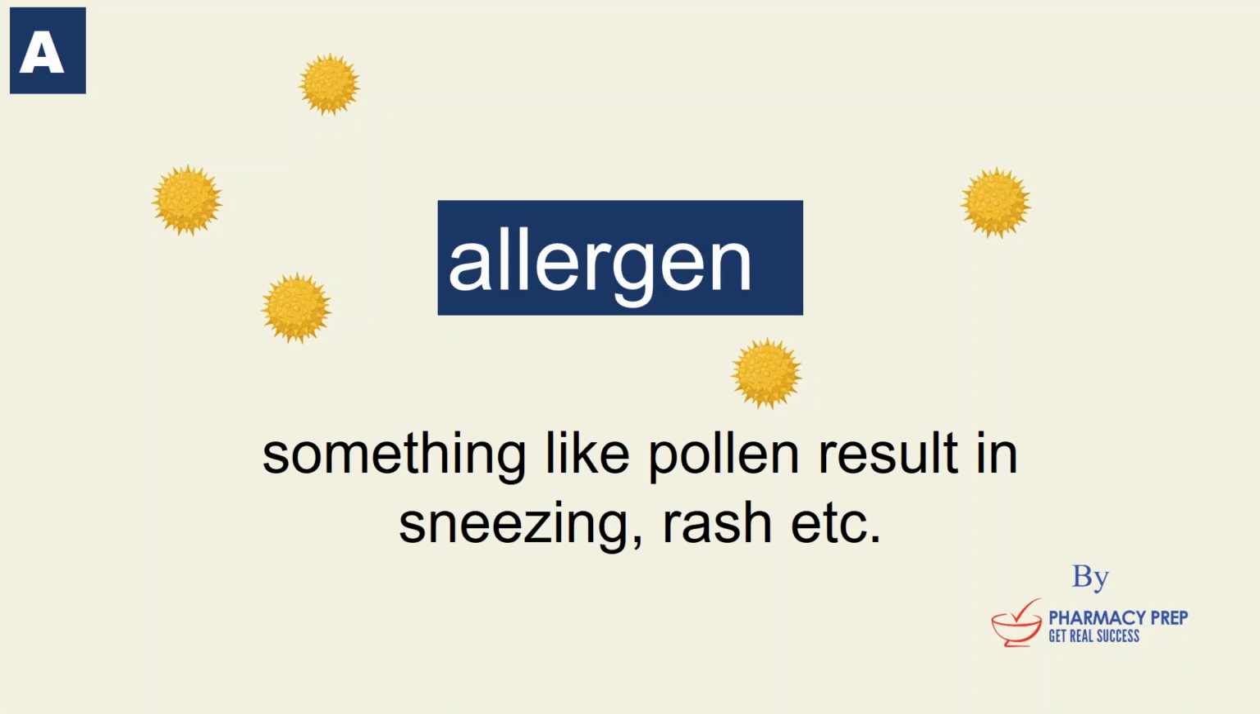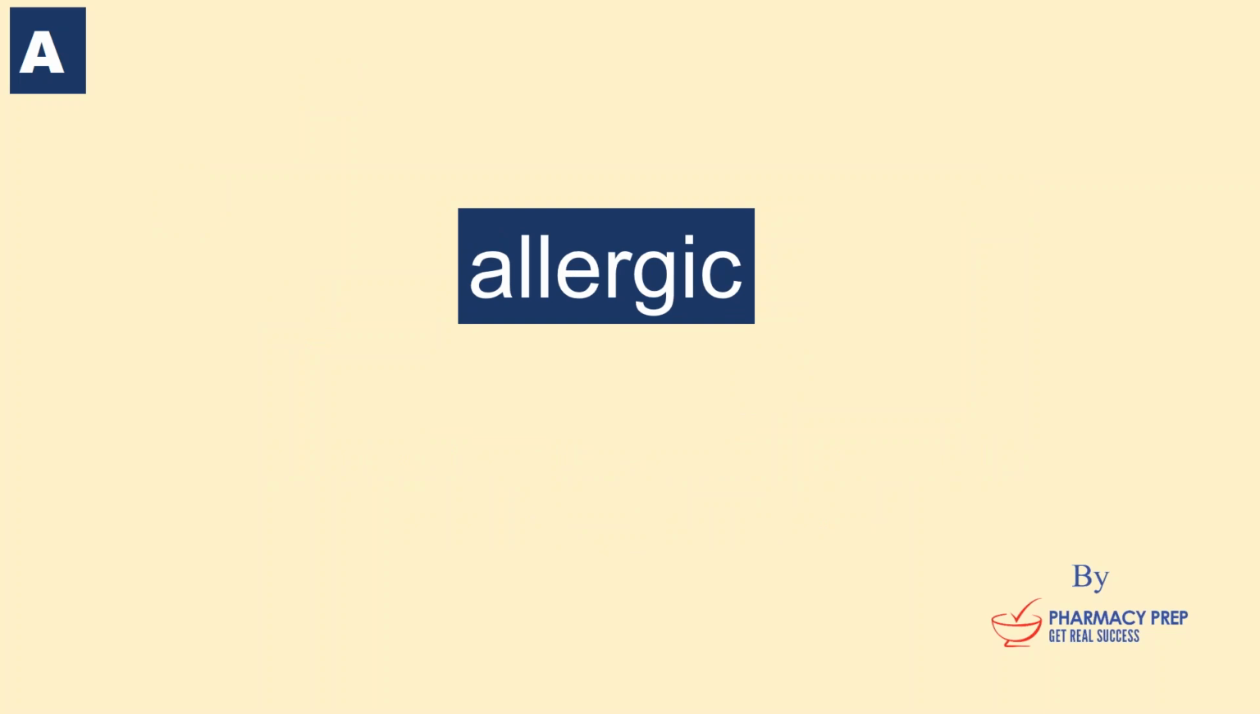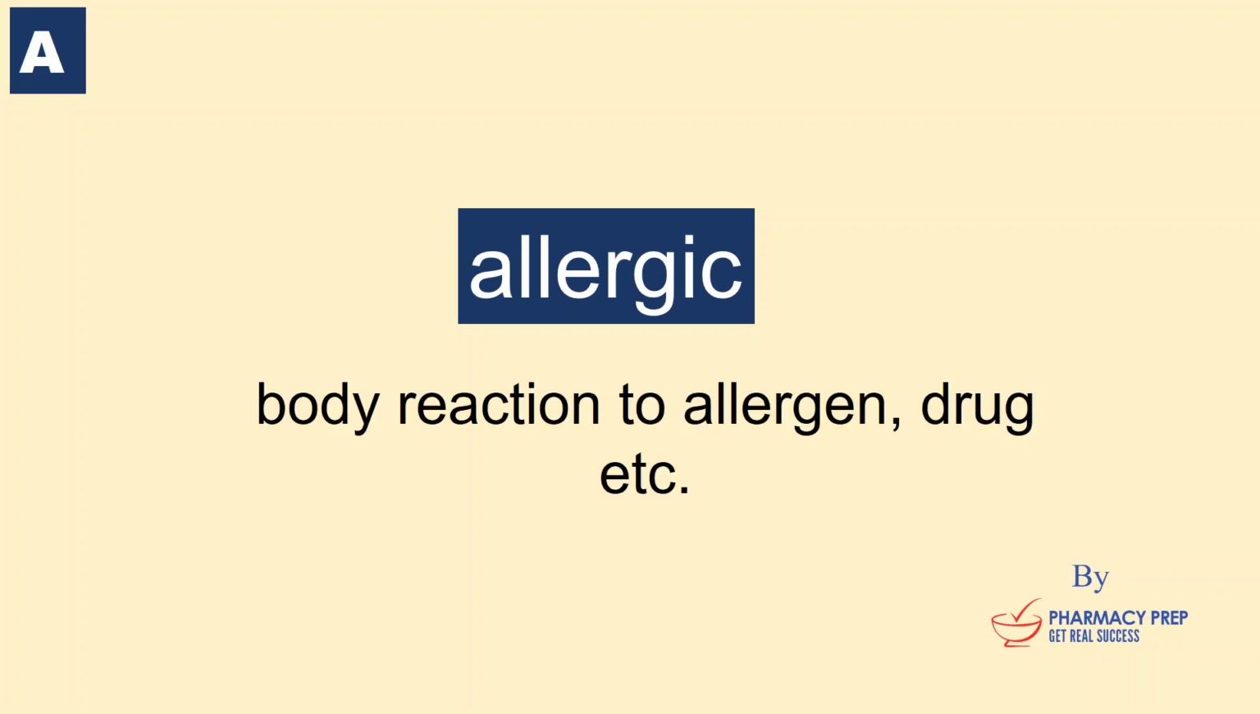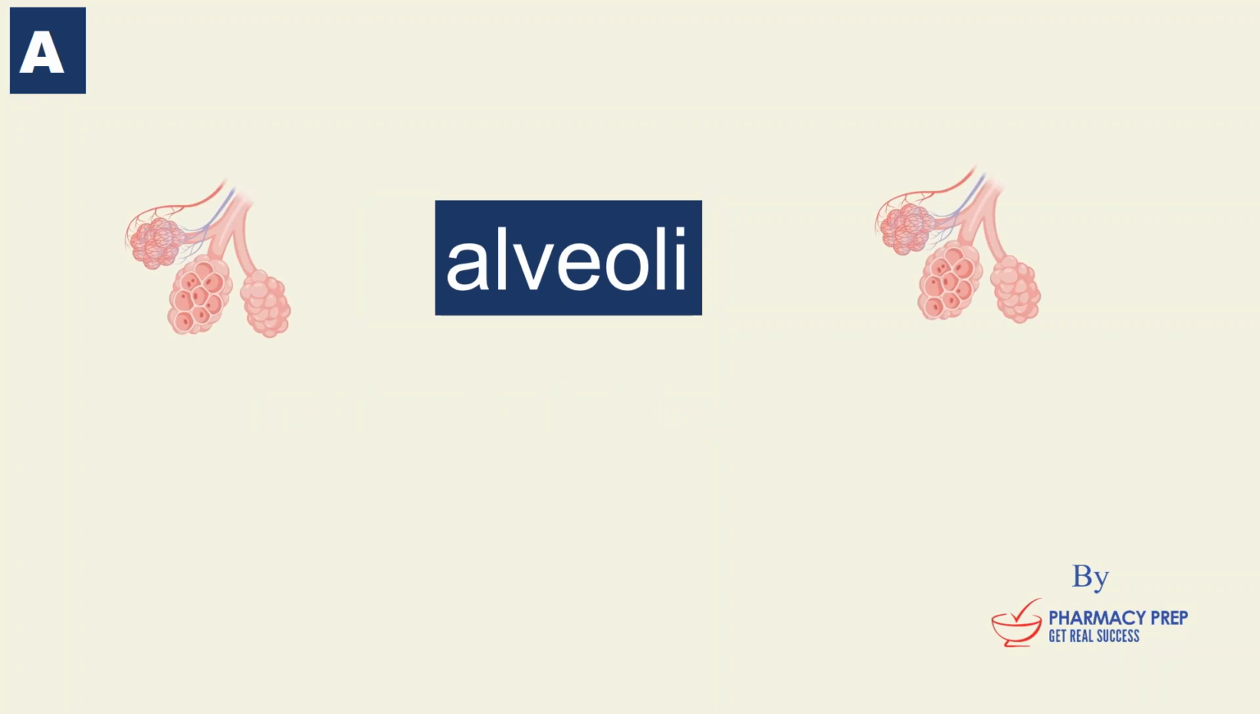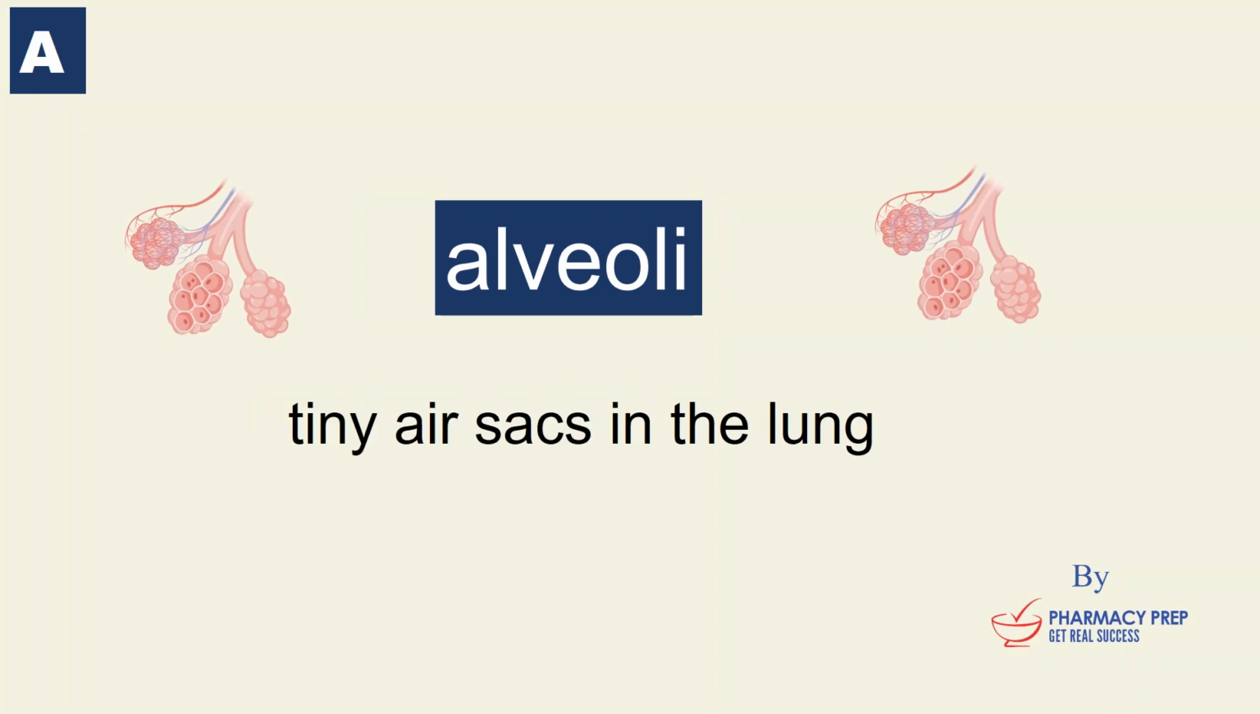Allergens: something like pollen results in sneezing or rash, which is because of exposure to allergens. Allergic: body reaction to allergens and or drugs, etc. Alopecia: use hair loss or balding. Alveoli: tiny air sacs in the lung. Ambulatory: can walk or mobile.